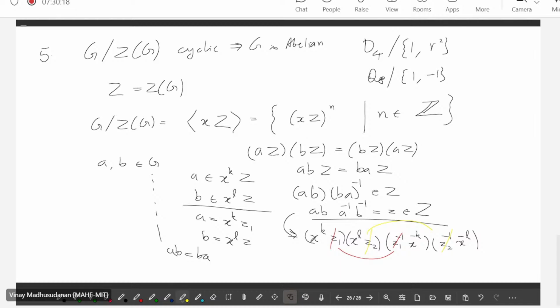Different powers of X, which anyway commute with each other, right? You have power K, power minus K, power L, power minus L. So these all cancel out and you get E. So if A, B, A inverse, B inverse is equal to E, that means AB is equal to BA. The commutator of A and B is equal to E means A and B commute with each other. Is it clear? Okay. That's it.